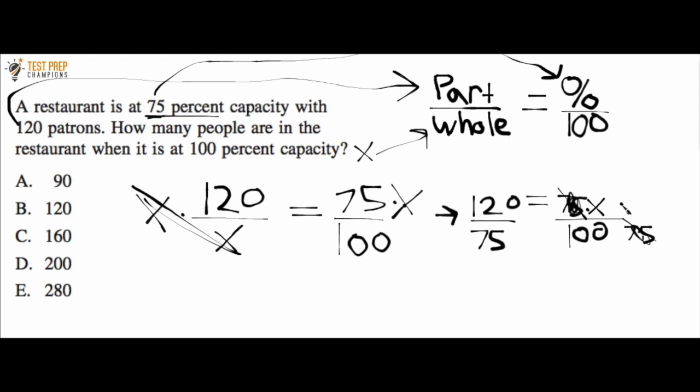So if I want to get rid of that 100, I have to multiply by 100, and that is going to cause the 100s to cancel out on this side. But you guessed it, whatever I do to one side, I also have to do to the other. So in my calculator, when I crunch the numbers, I'm going to do 100 times 120, divide by 75, and that's going to give me 160. All right, so C is the correct answer here.